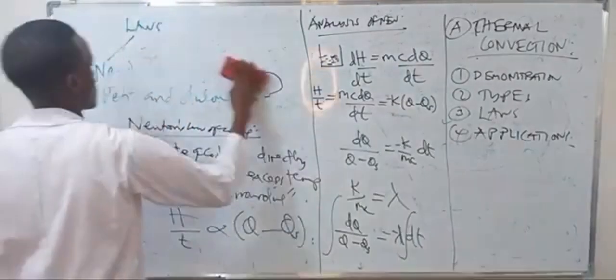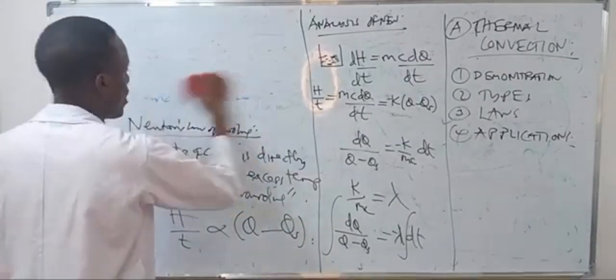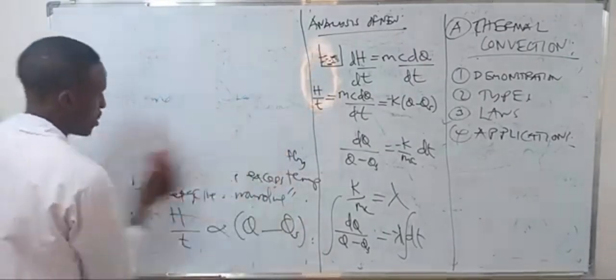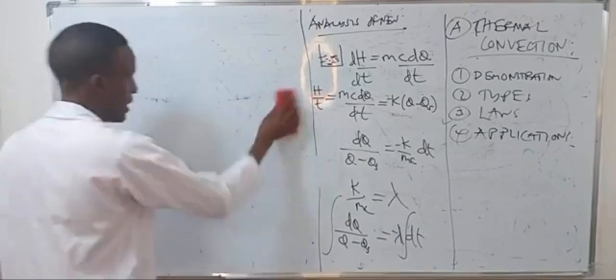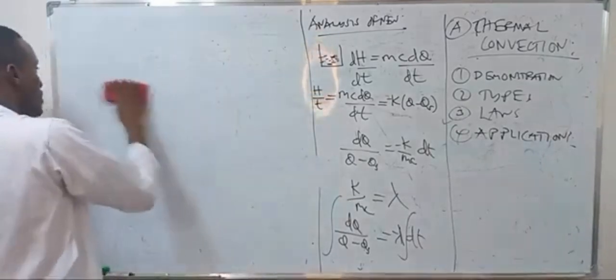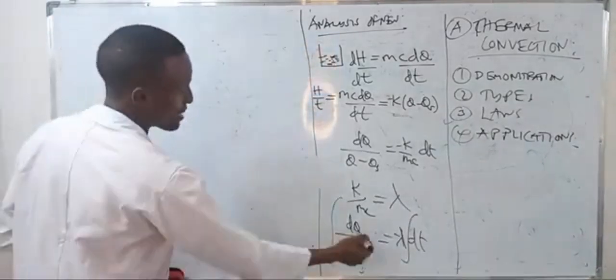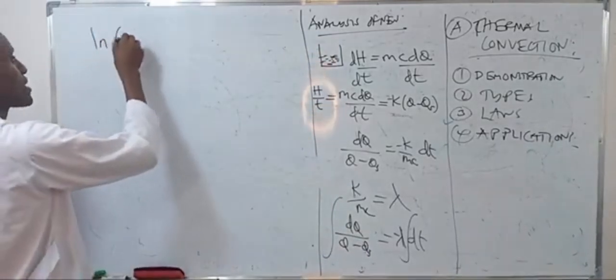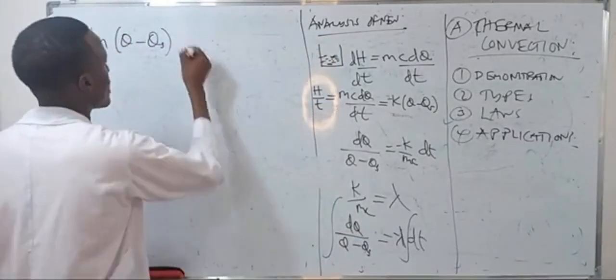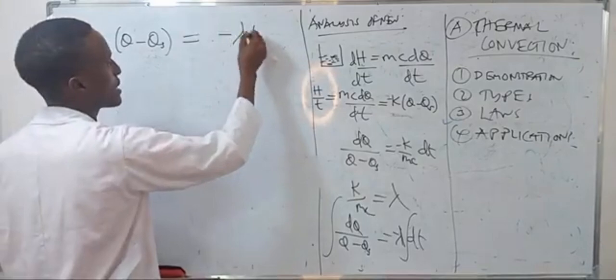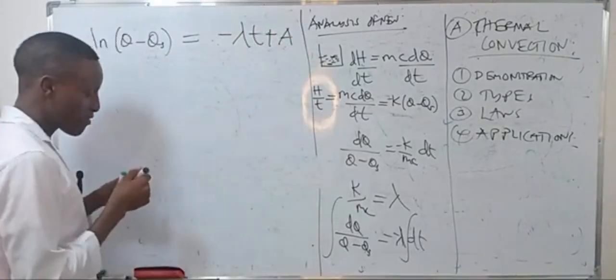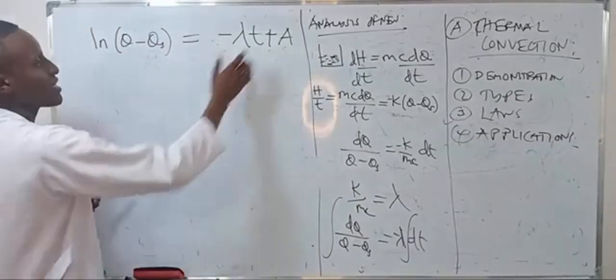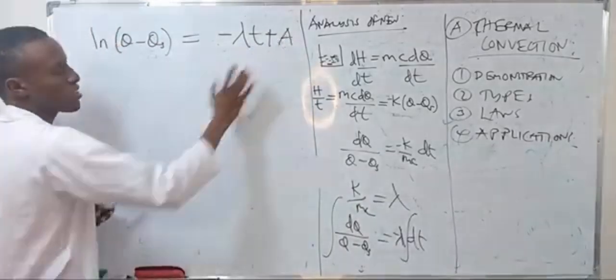So, Newton's law of cooling, rate of cooling. If I integrate this, I get ln of theta minus that of the surroundings equal to negative lambda t, plus a constant, because I have no limits on my integration. What is this constant? You can obtain the constant from the initial conditions.